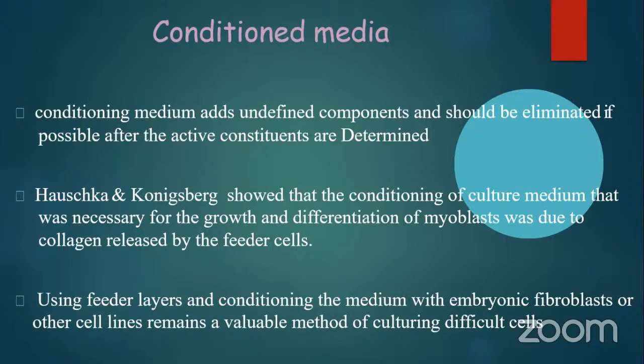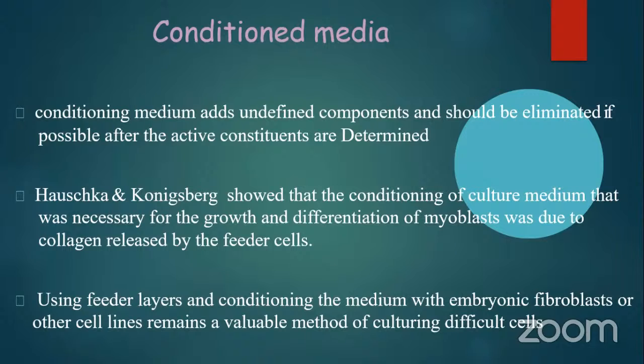So I told you about feeder cells. Feeder cells are nothing but, in the flask, cells are attached at the bottom surface. Sometimes the cells cannot grow. Therefore, first we use one type of cells called feeder cells, which form a single layer, and above that we culture the cells. So these feeder cells provide collagen for the growth of myoblasts. So it is supporting the growth of the myoblasts.